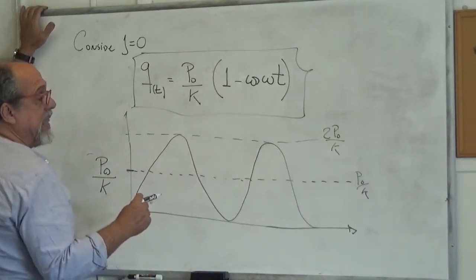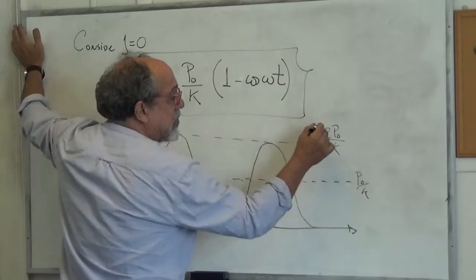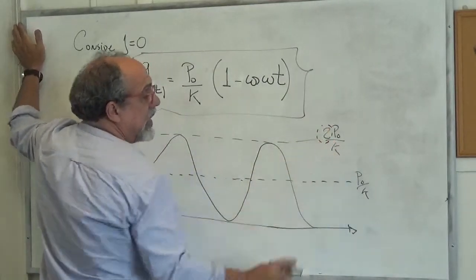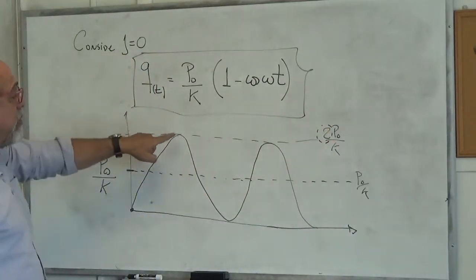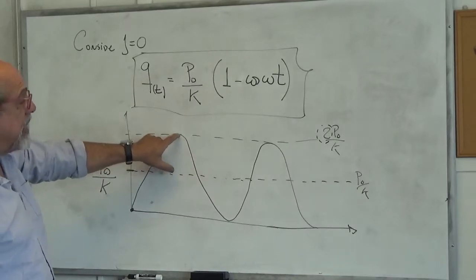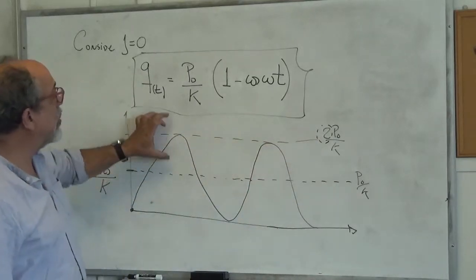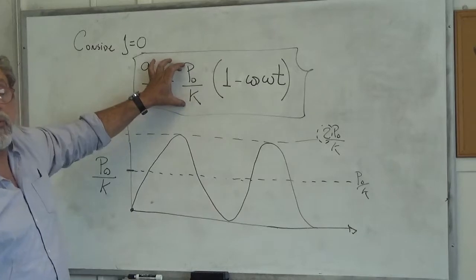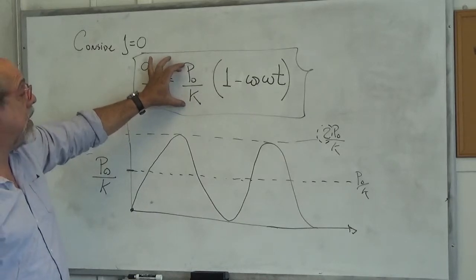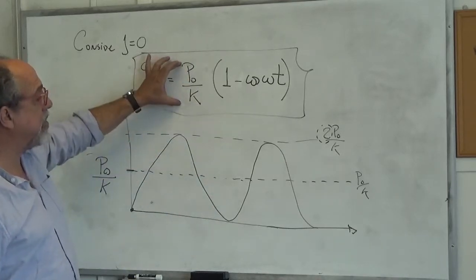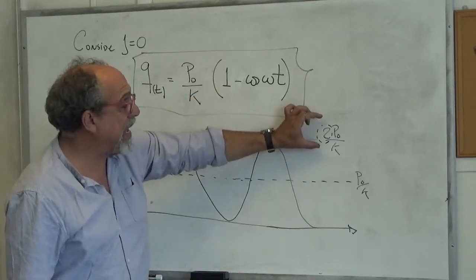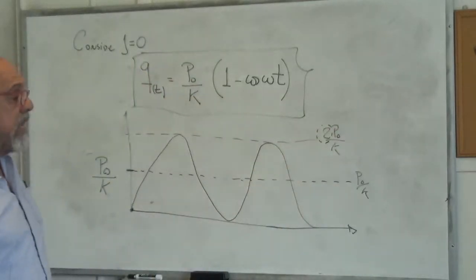We would say that there is a dynamic amplification, if you want, of 2, in the sense that at the time of maximum response, the response is 2 times what you would have gotten if you had applied the load slowly, or very slowly, right? If you apply the load very slowly, you get P0 over K. If you apply the load as a blast, you get 2P0 over K.